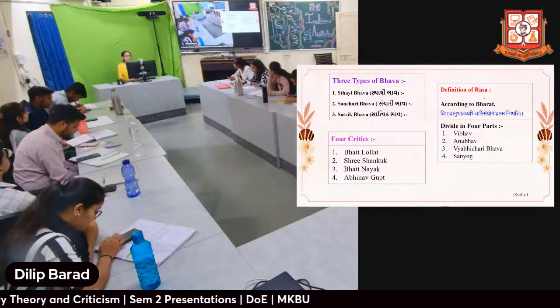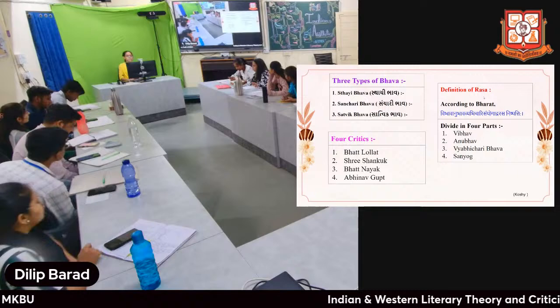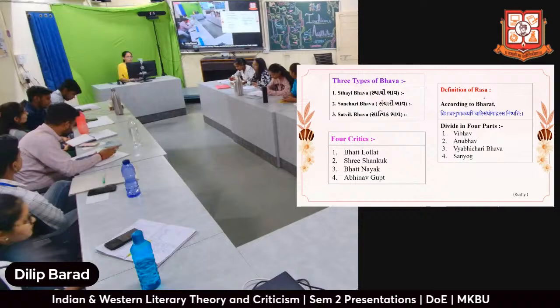There are three types of Bhav: Sthayi Bhav, Sanchari Bhav, Sattvic Bhav. Sthayi means stable. There are 33 Sanchari Bhavs, and then the Sattvic Bhav.